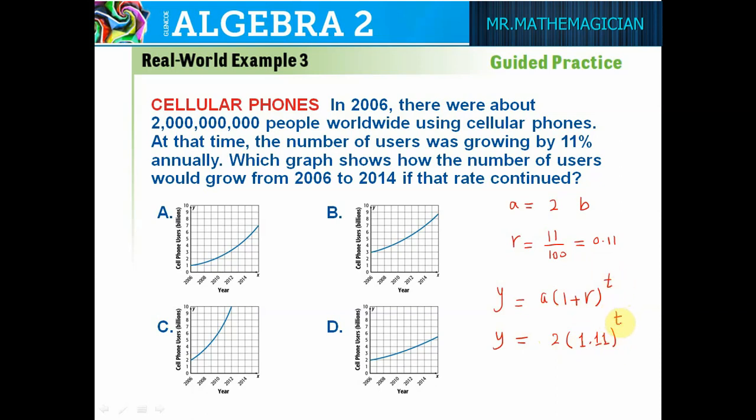And you can take this t, the start is 2006, means this is our 0. So take this t on the calculator from 0 to 2014 minus 2006, which will be 8. So from 0 to 8, you substitute the t, and you will find the graph will be what? Yes, it should be D.